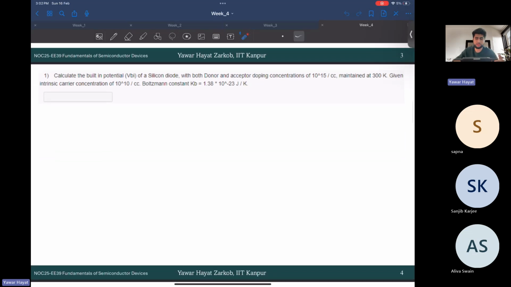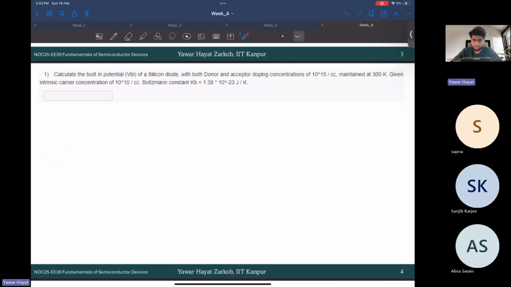I'll move on to the first problem for today's session. Calculate the built-in potential of a silicon diode with both donor and acceptor doping concentrations of 10 to the power 15 per cubic centimeter that is maintained at 300 Kelvin. Given intrinsic carrier concentration of 10 to the power 10 per cubic centimeter, and Boltzmann constant Kb equal to 1.38 into 10 to the power minus 23 joules per Kelvin. Please let me know what should be the VBI for this question. How should we approach this one?